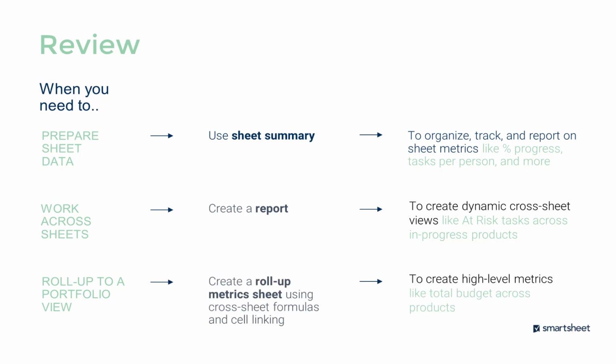If you need to roll up data, so really understand how the data works together, like program budget and program spend, that's where we're going to use cross-sheet formulas or cell linking to create our roll-up sheet. This gives us a higher level understanding, so you can create a dashboard that allows you to say, this is how many total products are in flight. This is how many we've completed this year, and this is how we're tracking for overall budget and overall spend.